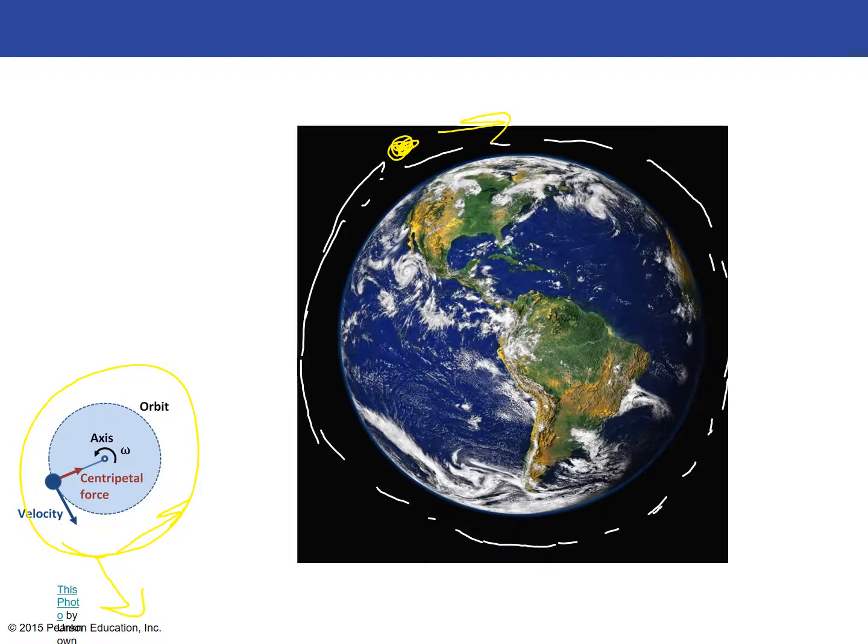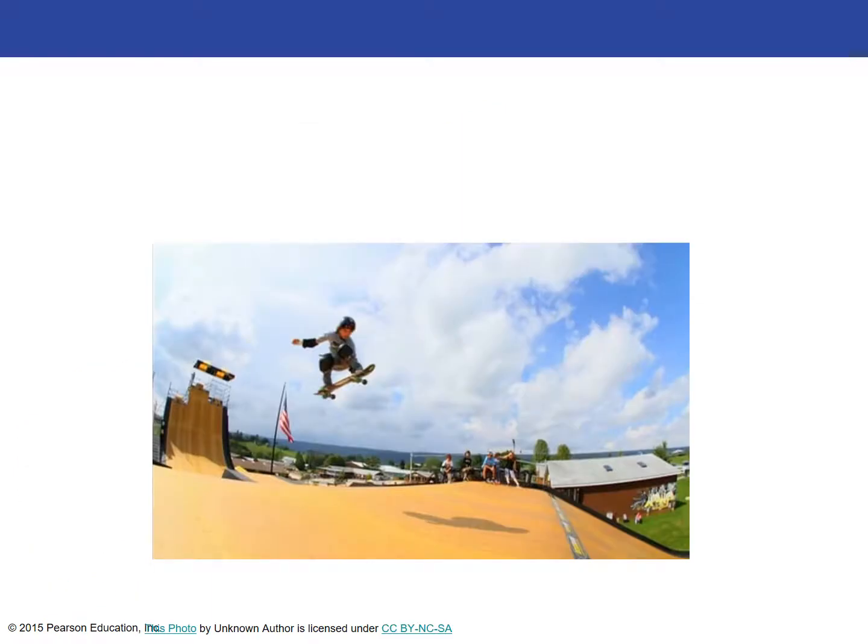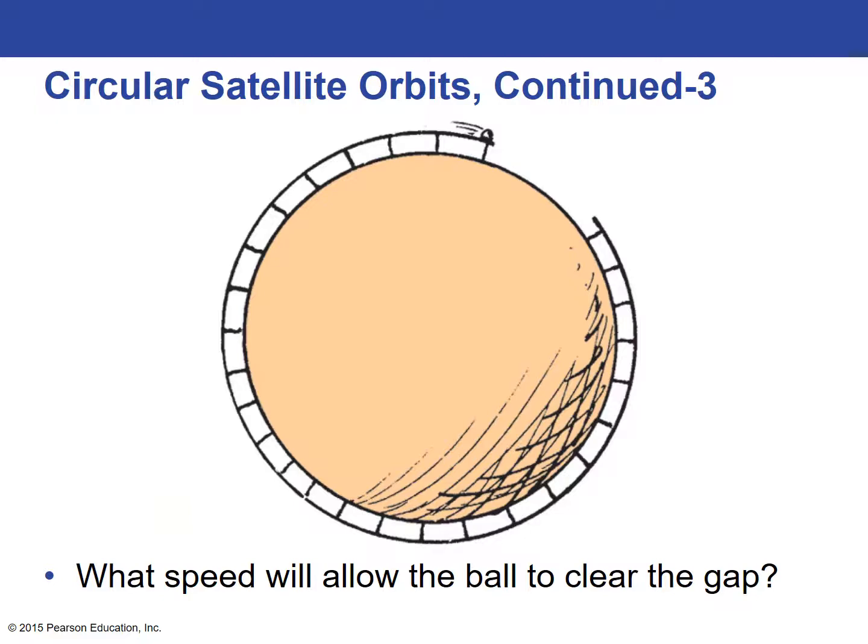Well, here's the question for you. What if our bowling alley were not continuous and there were a gap? We'd have to be playing Evel Knievel and seeing if our bowling ball could go. How fast would our bowling ball have to go to not need the support force of the alley underneath it, but be able to continue in its circular orbit? So what speed does our bowling ball need to be going to clear the gap? That's an interesting question.